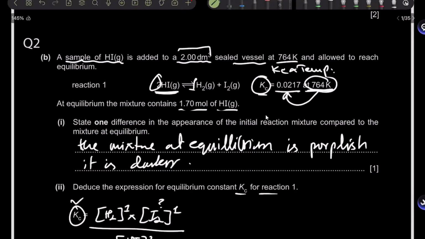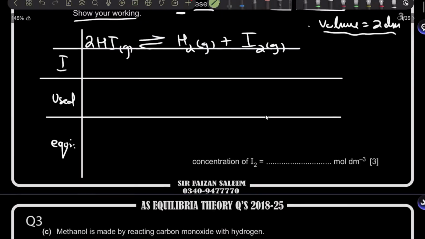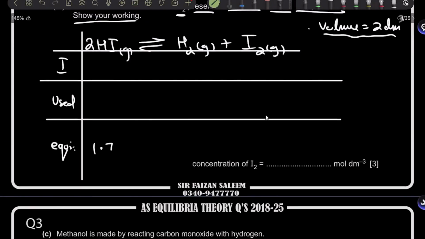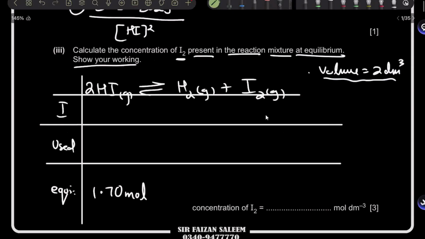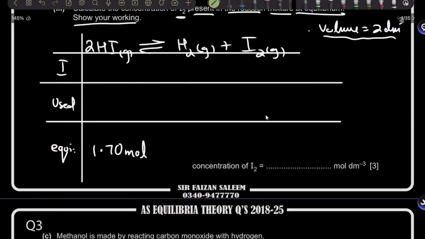Again, I'll fill the table. So at equilibrium, the mixture contains 1.70 mole of HI gaseous. All right. So if I have 1.70 moles of HI gaseous at equilibrium, are these the initial moles? No. Are these the used moles? No. It says that at equilibrium, you find these many moles. Right? Yep. So now I have to find how many equilibrium moles does hydrogen have, and how many equilibrium moles does I2 have.